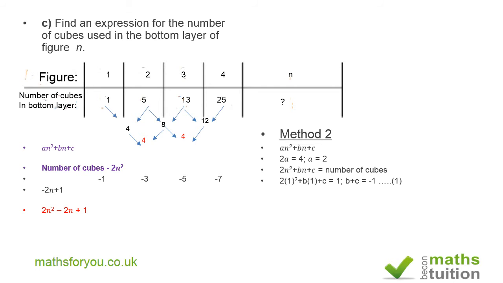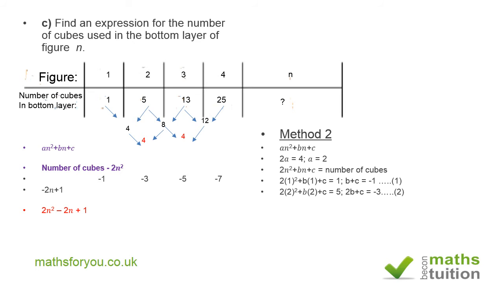And if we then subtract 2 from both sides, we have that b plus c is equal to minus 1. Similarly, for figure 2, where n is 2, we have 2 times 2 squared plus b times 2 plus c. That's 5. Because 2 squared is 4, 4 times 2 is 8, if we then subtract 8 from both sides, we end up with 2b plus c is equal to minus 3. 5 minus 8 is minus 3.